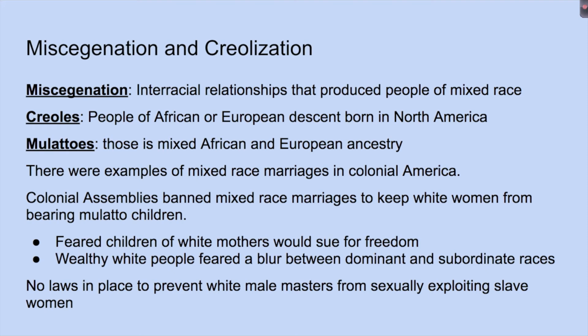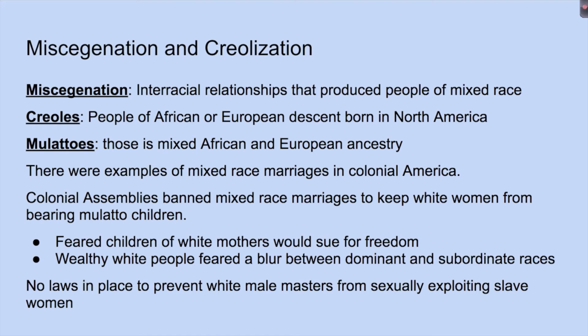So we will see examples of interracial marriage at the beginning in colonial America. It will eventually be outlawed. When it is outlawed and they banned the mixed race marriages, the main purpose was to keep white women from bearing mulatto children. So they were fearing that if children of white mothers would try to sue for freedom, it would kind of cause some class issues. The wealthy white people often feared that there was going to be a blur between dominant and subordinate races if there was this mixed race marriage.